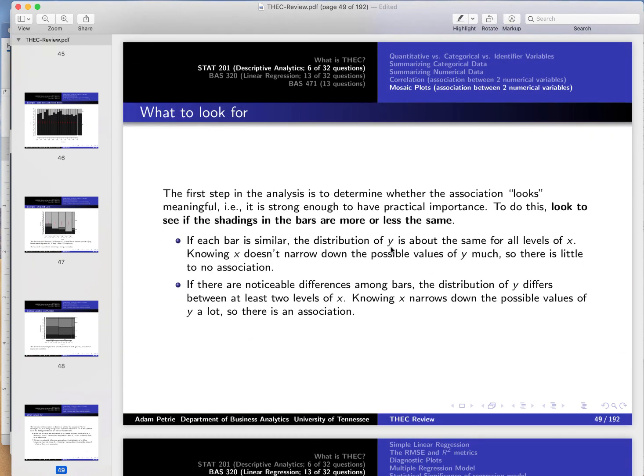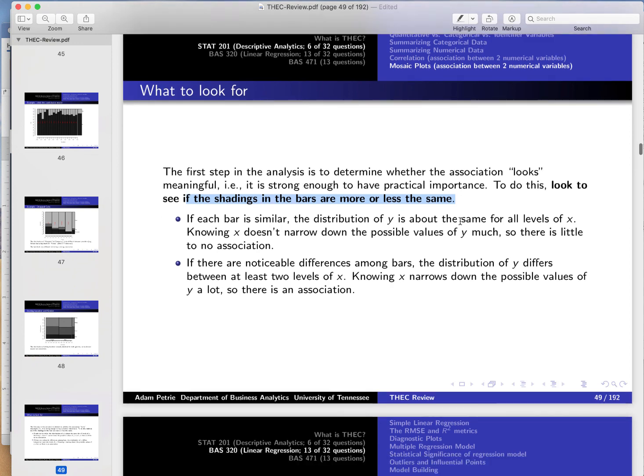So, a nice useful slide for just pointing out what we look for in a mosaic plot to determine if there's a weak or a strong association. It's basically just looking to see if the shadings of all the bars are more or less the same. The bigger the difference, the stronger the association here.